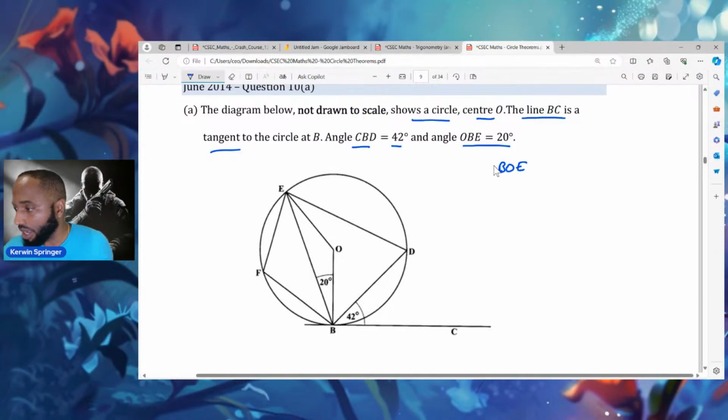Angle BOE. So firstly, you need to know how to spot angle BOE. B to O to E. That's this angle here. So that's an easy one to start us off with. How are you going to get that?